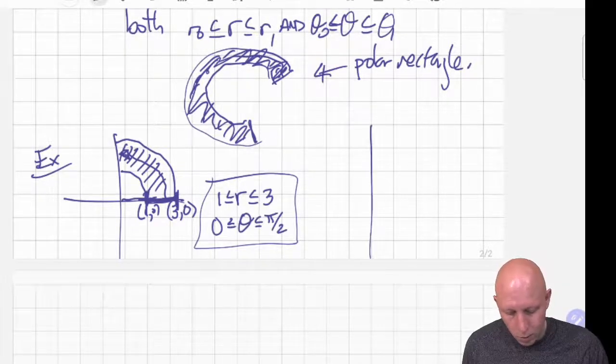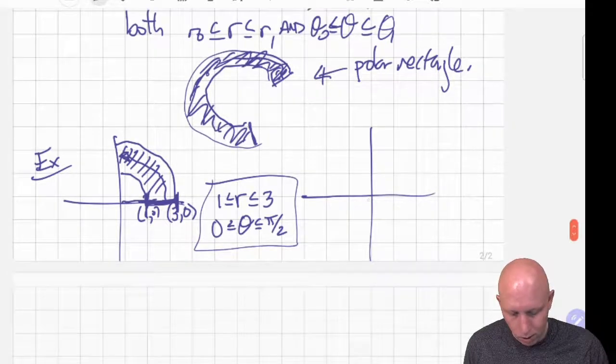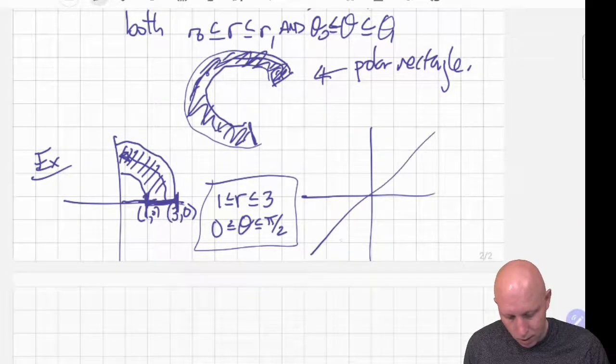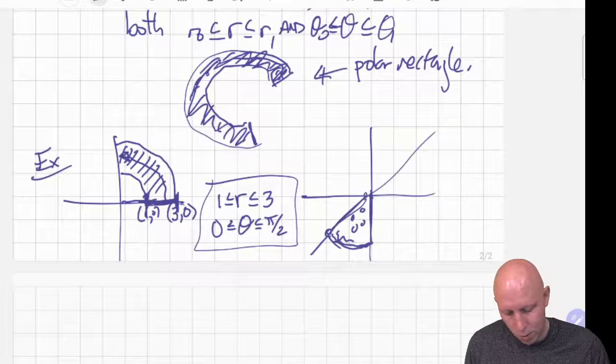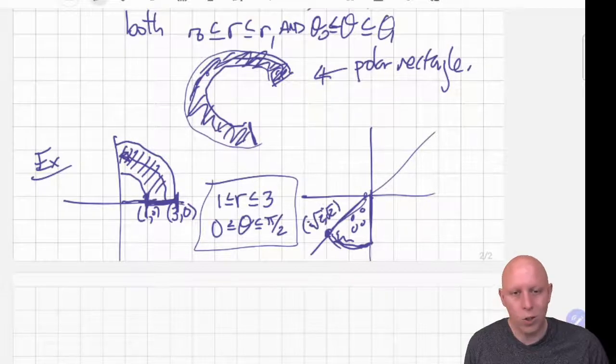All right, here's one more example. Let's talk about a piece of pizza. I'm going to put some pepperoni on it. It's a piece of pizza that has radius where this point is root 2, root 2, or negative root 2, negative root 2. What is the polar rectangle here?